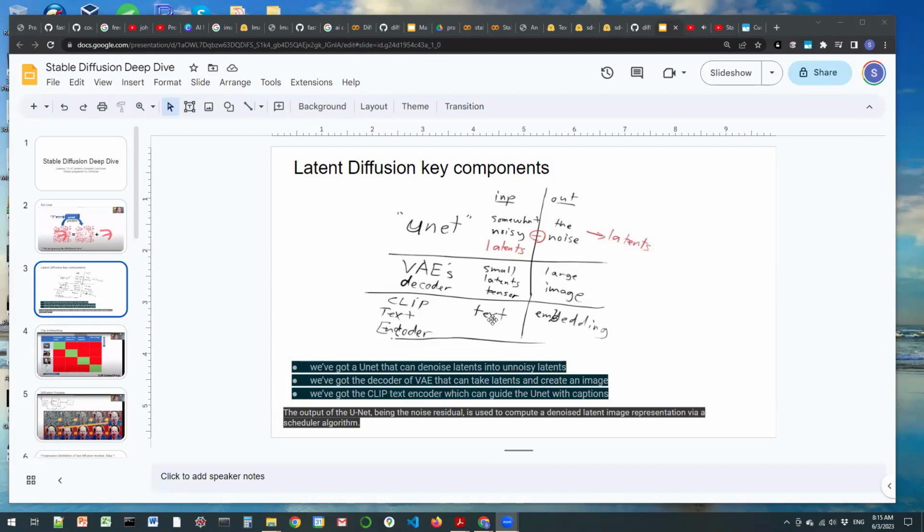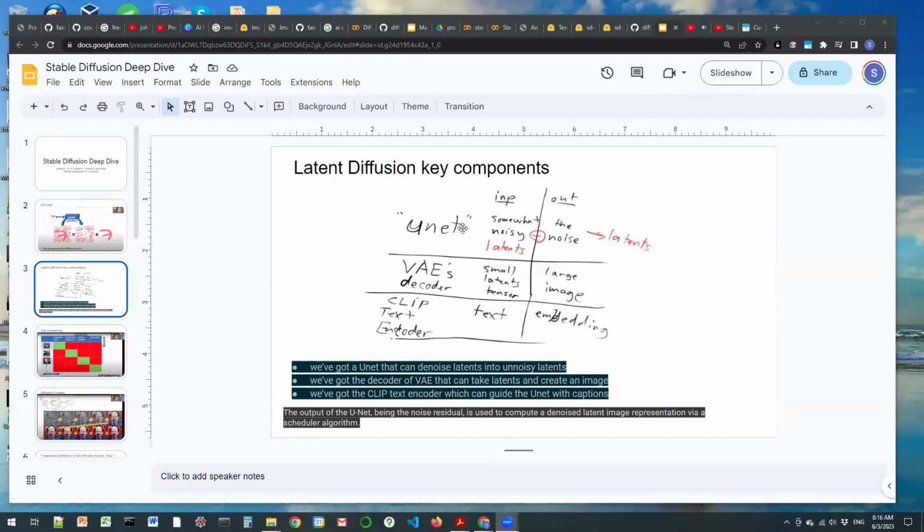The CLIP text encoder is what is used to convert the textual input that we provide. You know, we want an image of a puppy or a cat or a dog or whatever, or, for example, an astronaut riding a horse. The CLIP encoder is what is used to convert the text input into an embedding that is then sent into the VAE encoder, which generates the latents in the case of training. And in the case of inference, it's sent into the UNet.